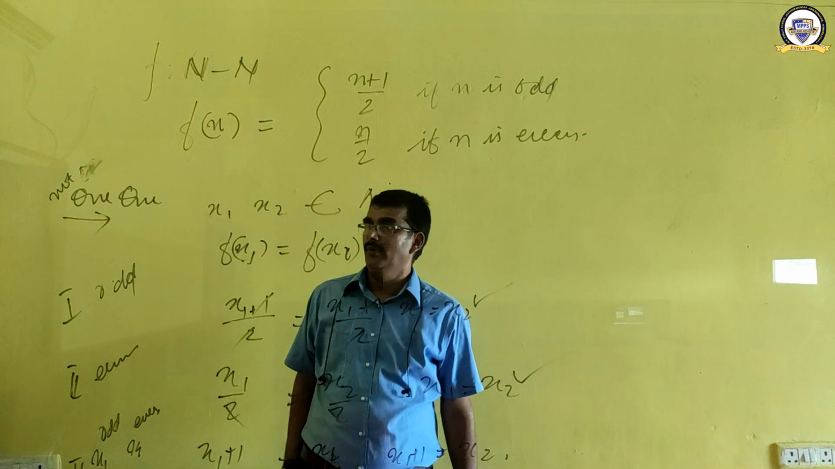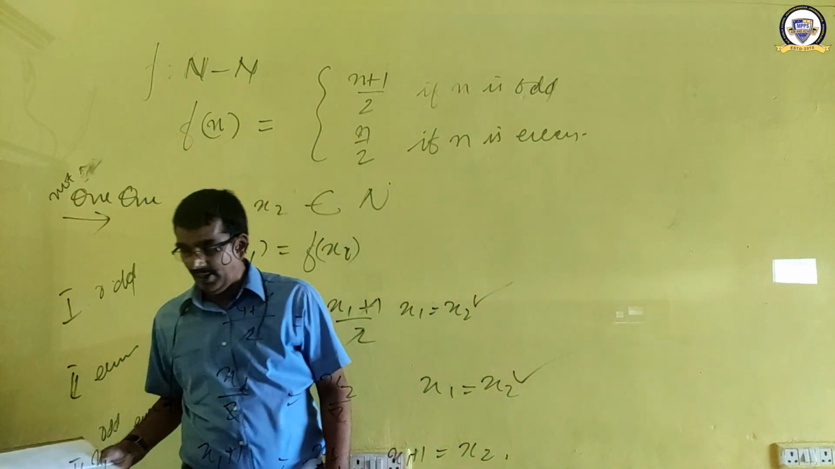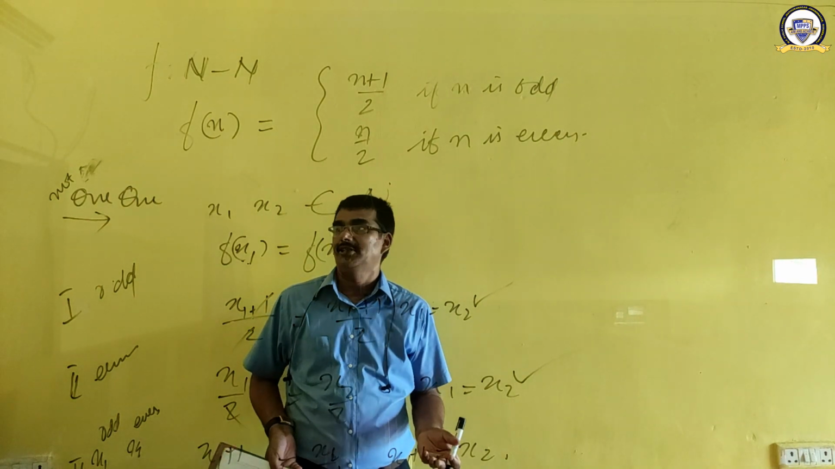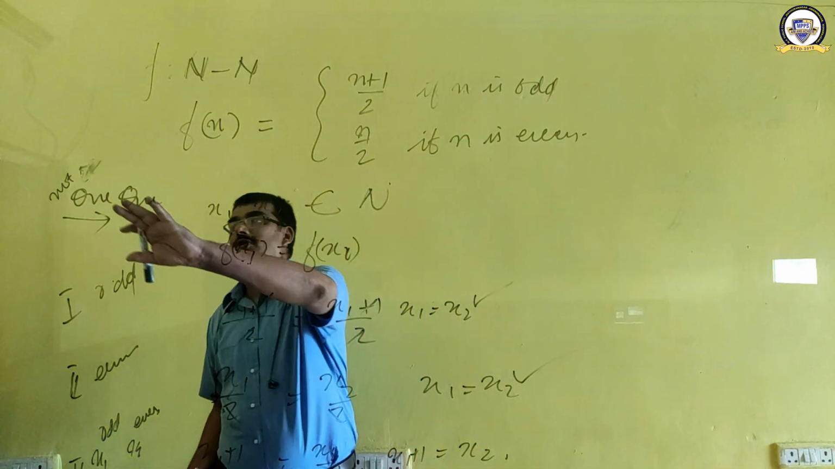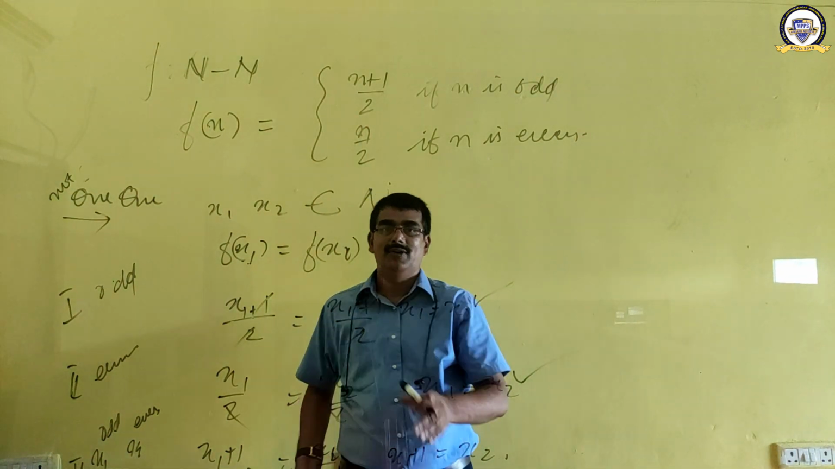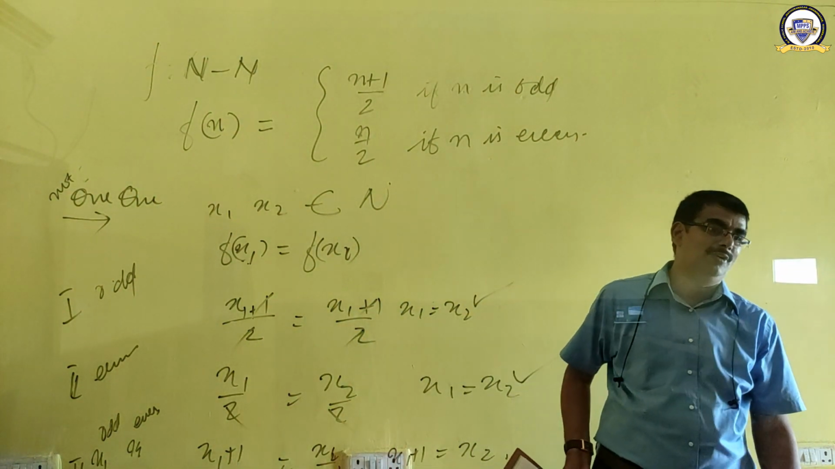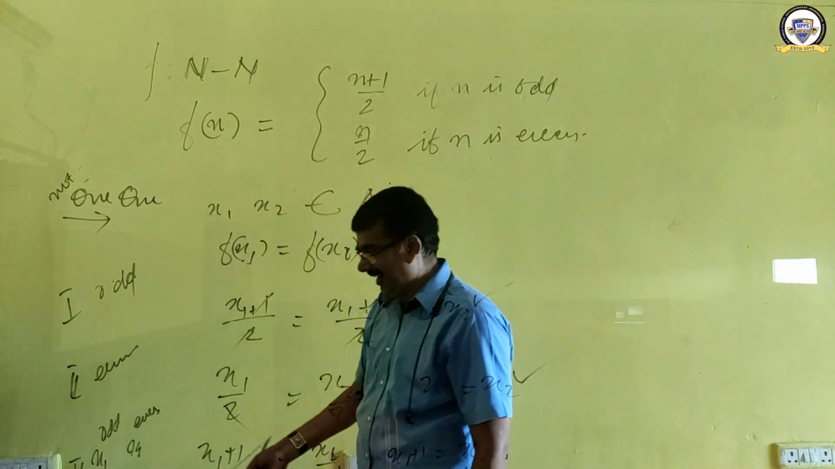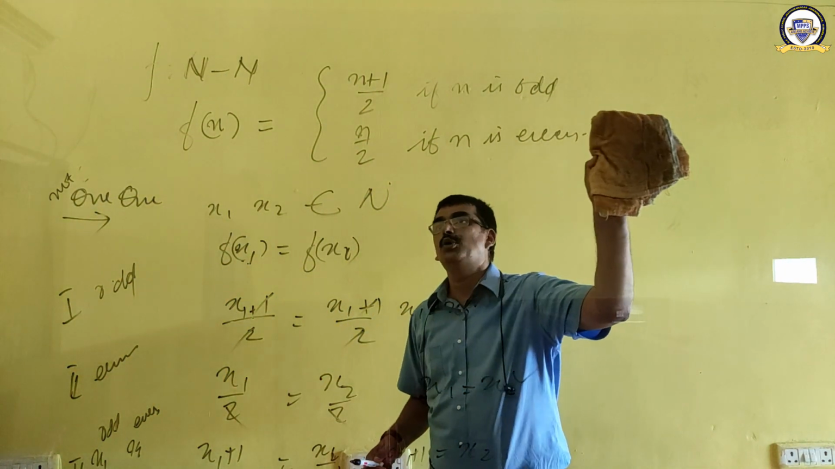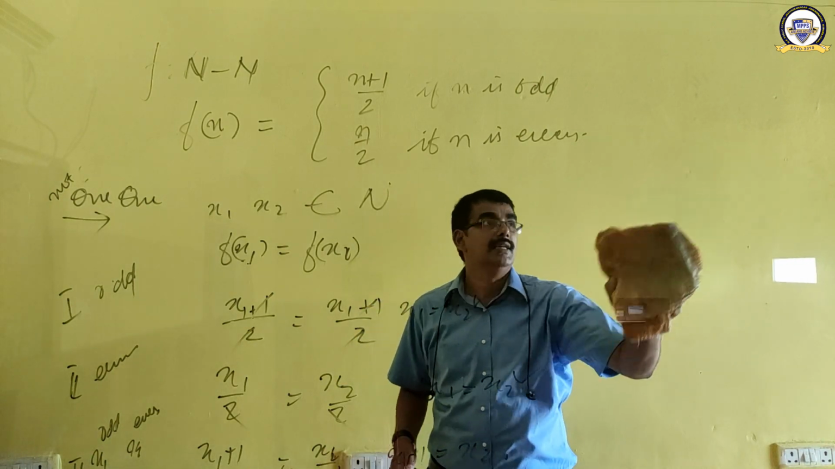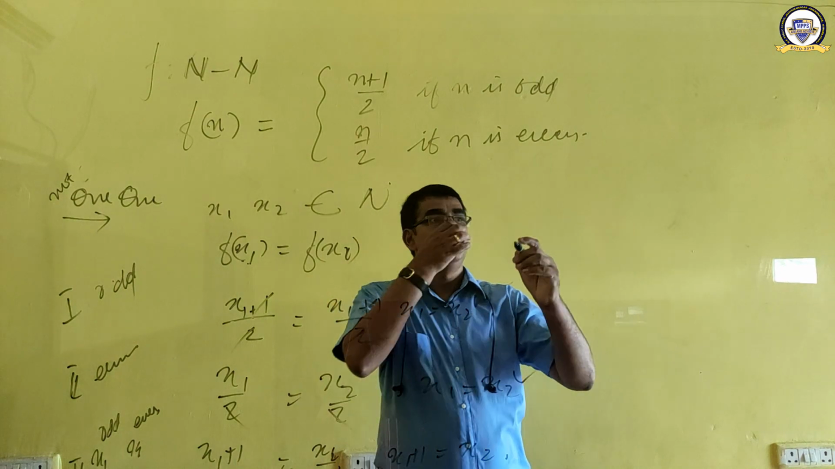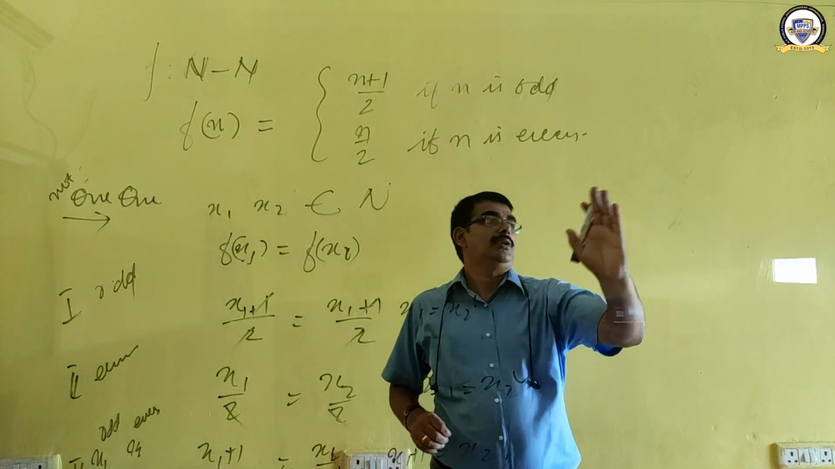Here we proved one part. The question is to check whether it is bijective or not. It is not bijective because it is not one-one. We already proved it is not one-one. Still, we can study whether it is onto or not. For that purpose we have to do the onto case.